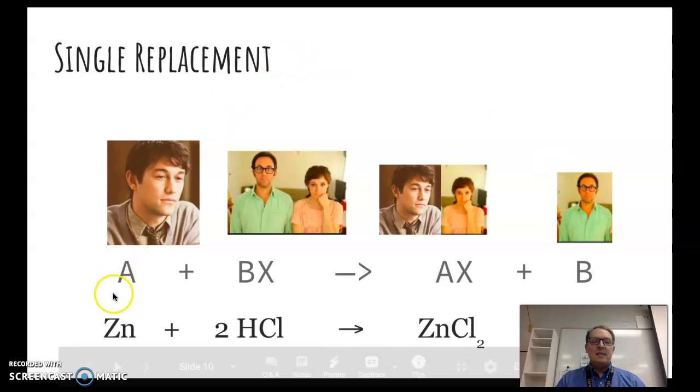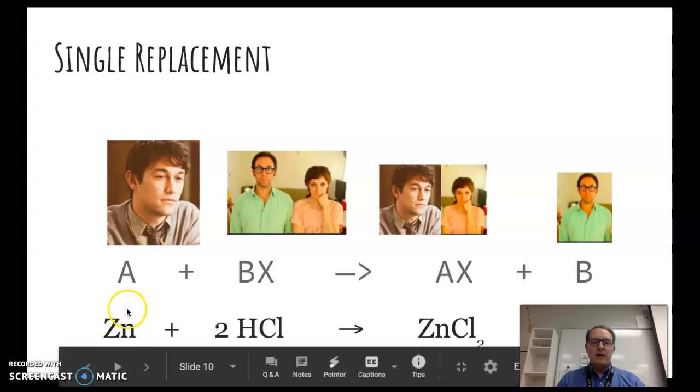Take a look at zinc. Zinc is all by its lonesome over here. But after the reaction, after the arrow, notice how zinc is now paired up with chlorine, right? But chlorine started off paired up with hydrogen, and they broke apart, and now hydrogen is all by itself over here. This is called single replacement.